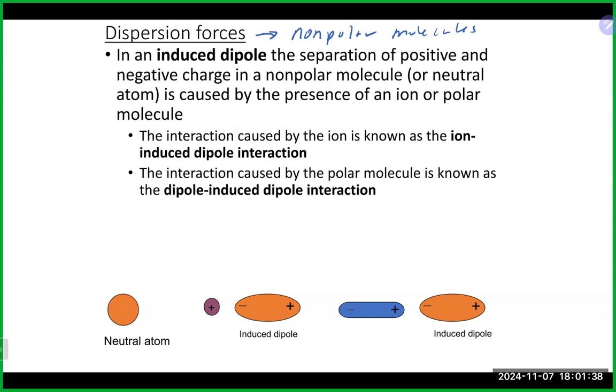Now, the problem with nonpolar molecules, as I just mentioned a second ago, is they are neutral. There is no charge with a nonpolar molecule because of that equal sharing of electrons. So it needs something to occur to it to allow it to temporarily gain a charge. So in order for this guy to interact, it almost needs something to happen to it.